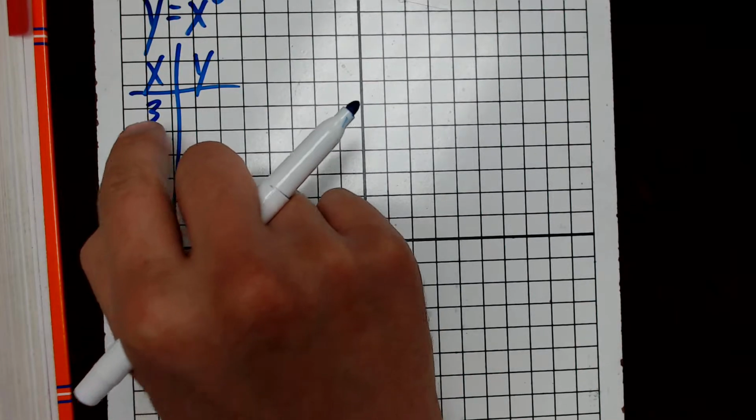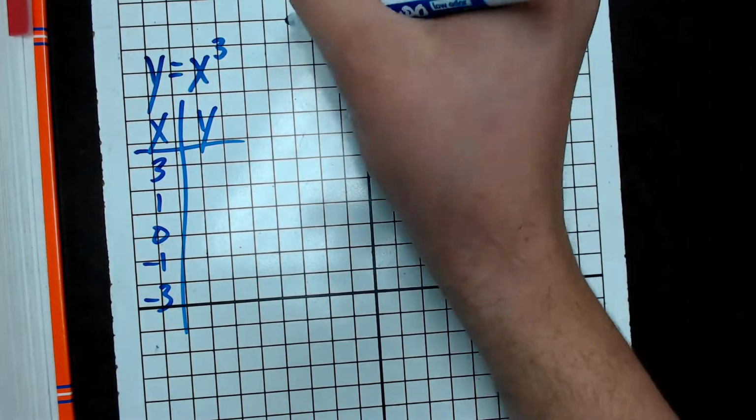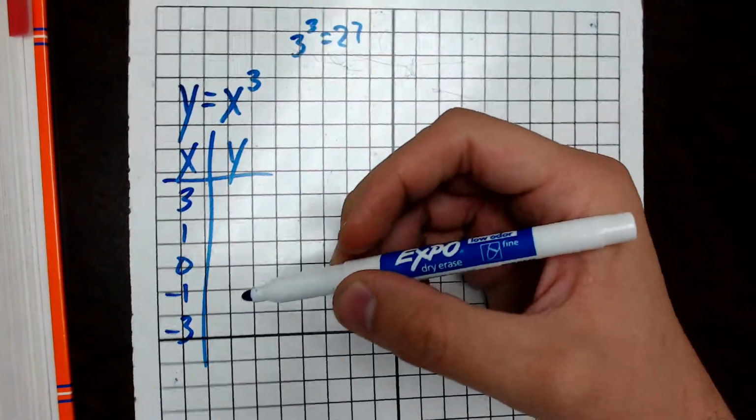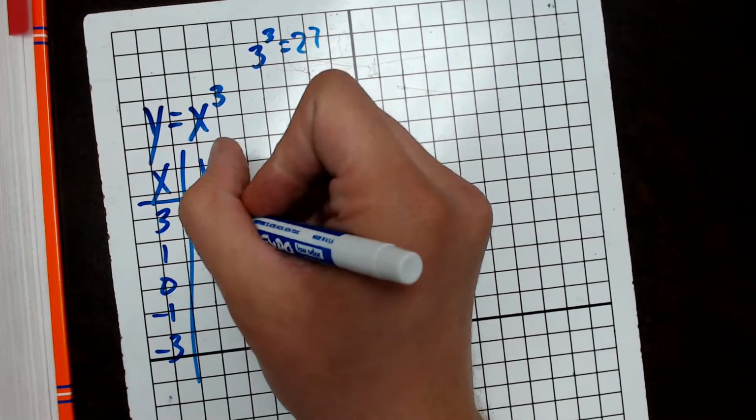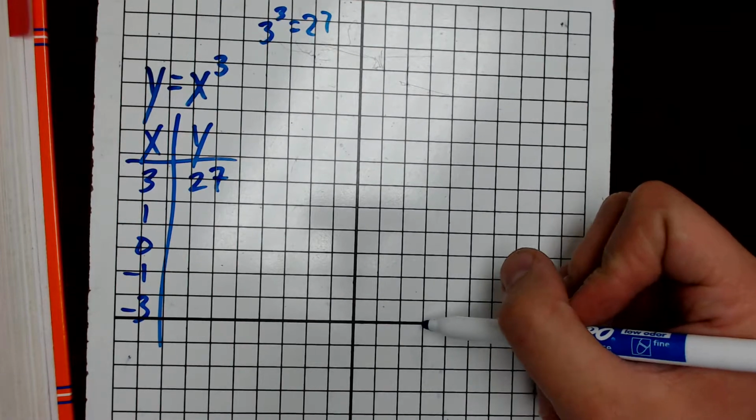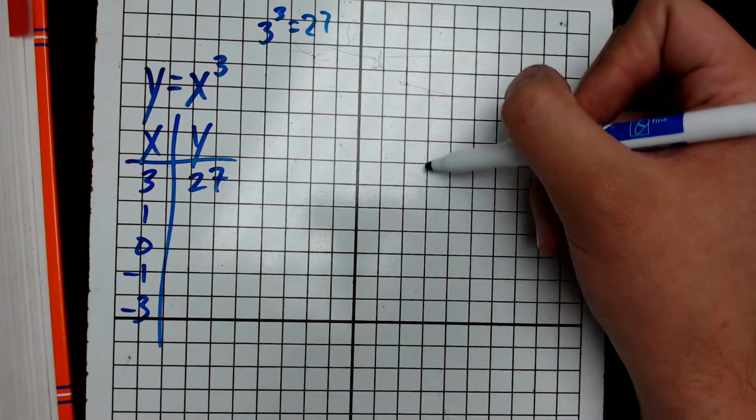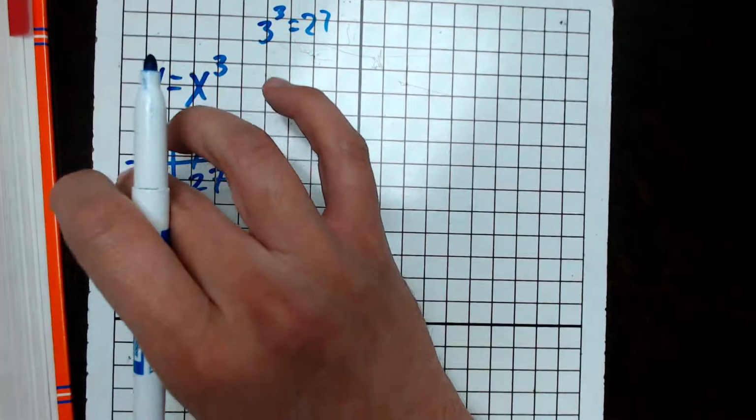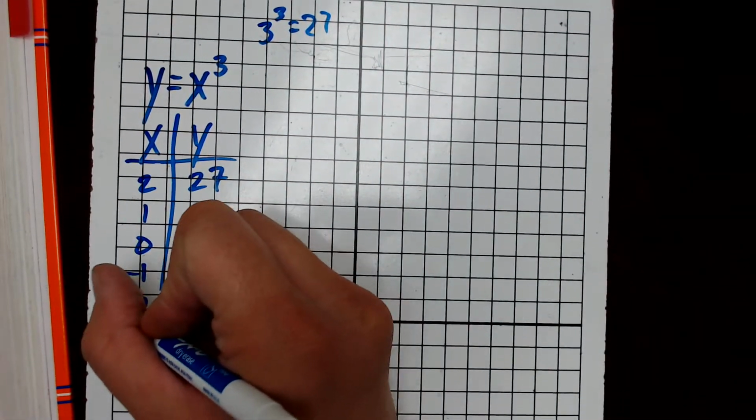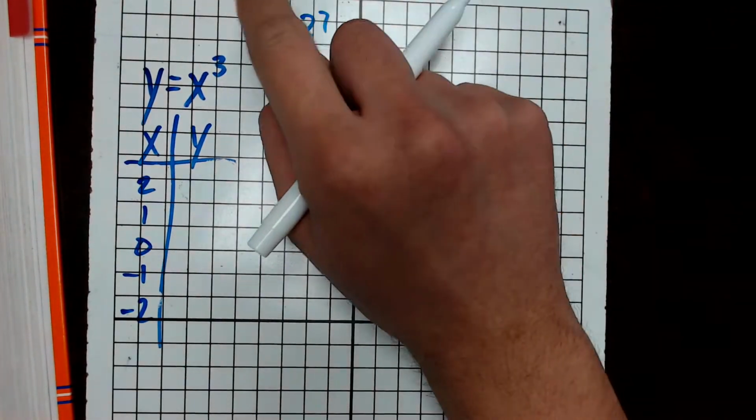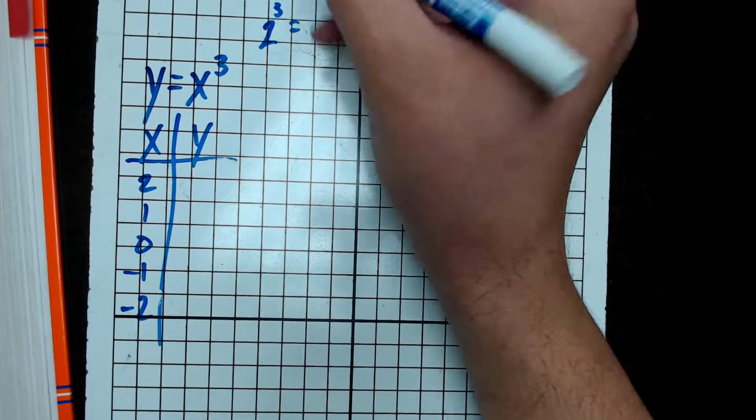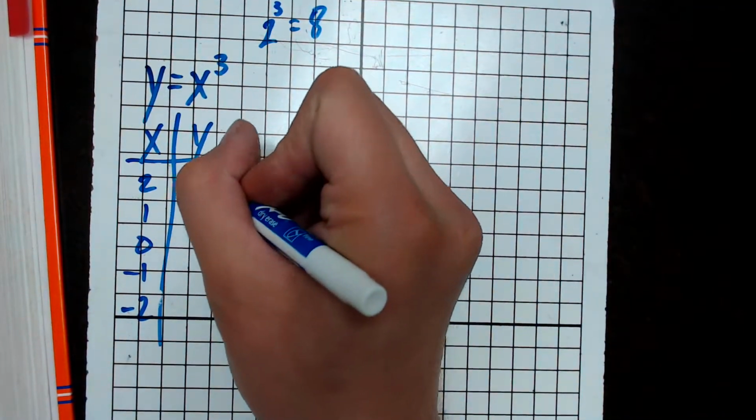So if x is 3, then 3 cubed is going to be 27. So if x is 3, then y is going to be 27. Maybe 3 was a big number. Hold on, let's see here. Do I have 27 spaces? 3, 6, 9. No, I don't. Let's just do 2 then. We'll make it +2 and then -2. So that number was too big for my coordinate plane. So let's say x is 2, 2 cubed, y is going to be equal to 8.